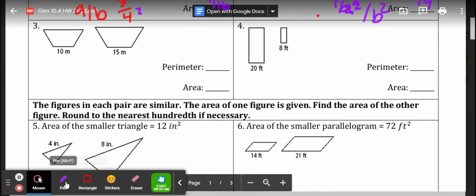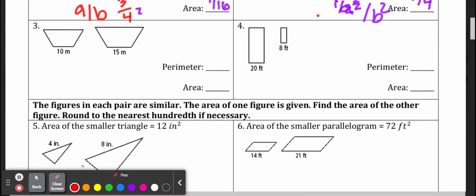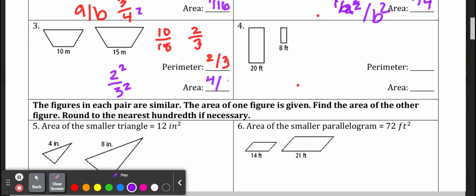Okay, 10 to 15. So we just do 10 to 15. So 10 over 15. That reduces to what? 2 over 3? 5 goes into both, right? And then we square that. So 2 squared over 3 squared is going to give me 4 over 9.